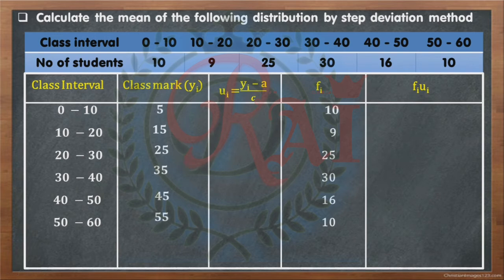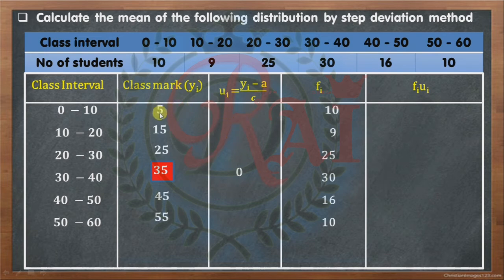We'll assume A. So in this case A is equal to 35. So here now try to understand this. yi is 35, 35 minus A, which is also 35, so 35 minus 35 is 0. 0 divided by C, which is 10, so it's 0.